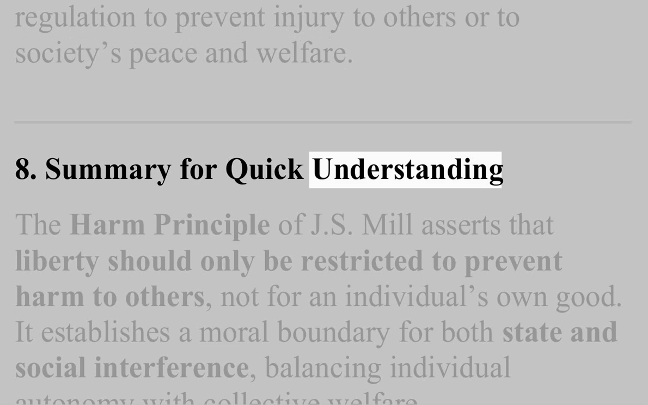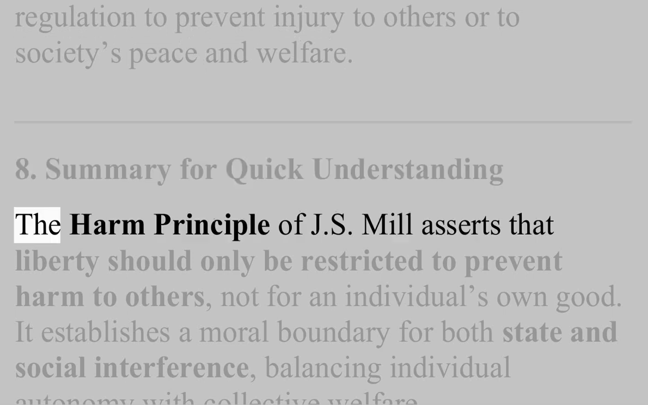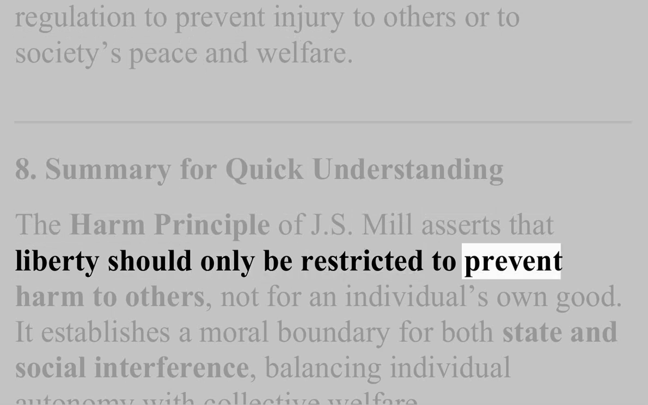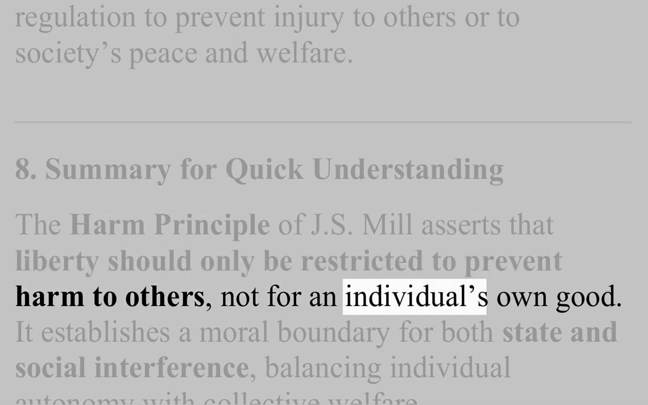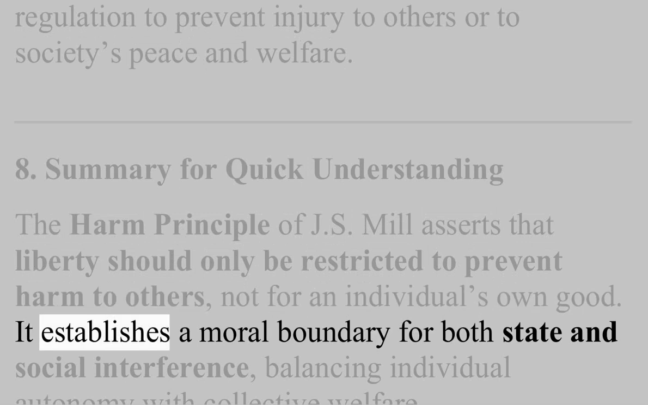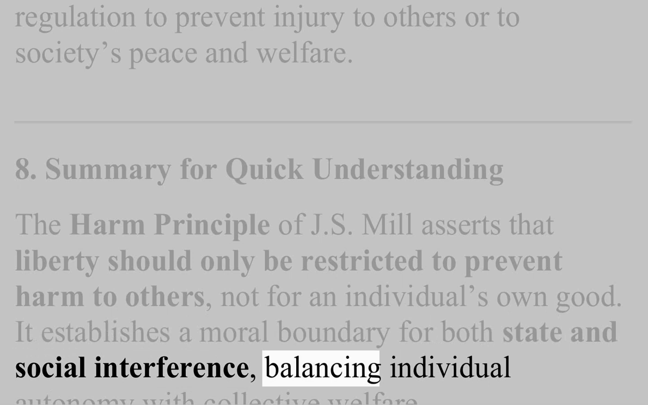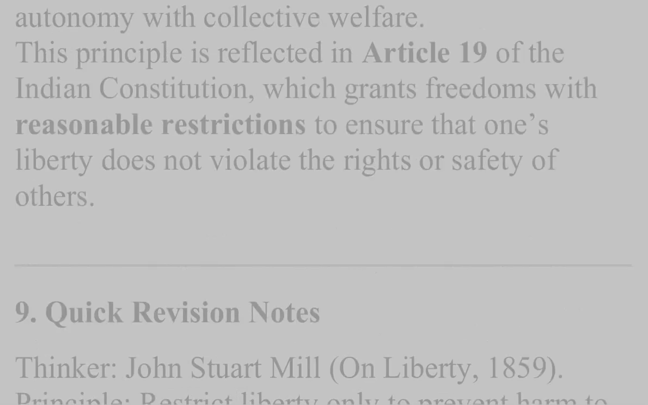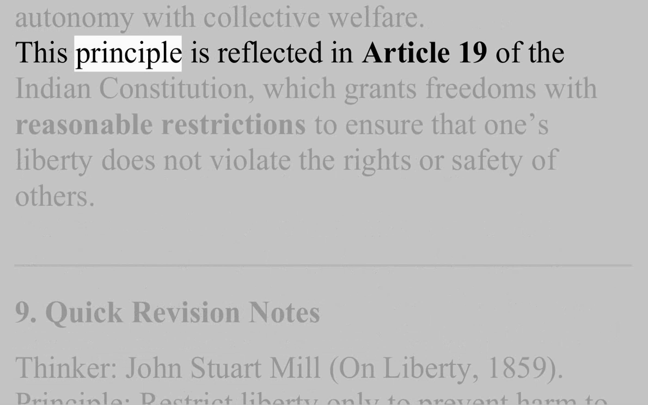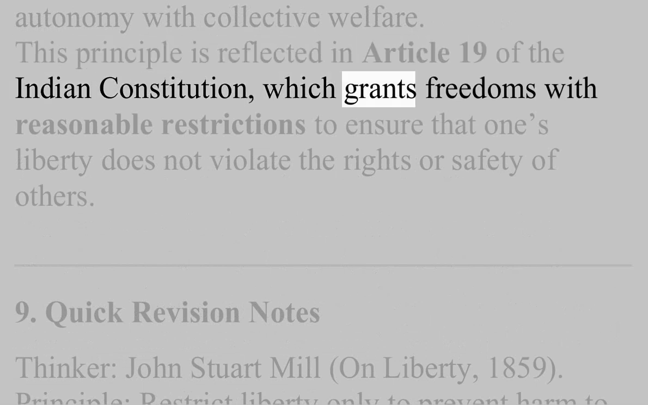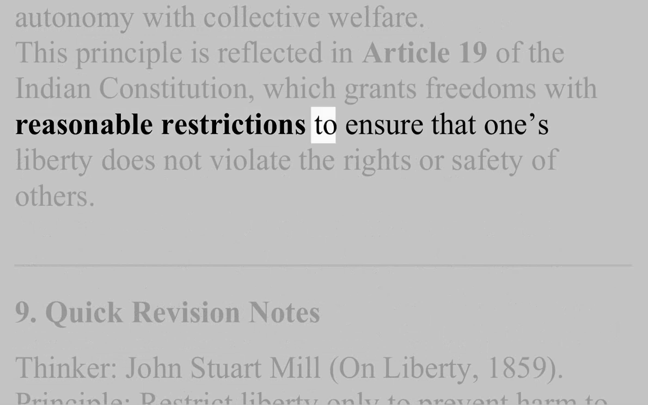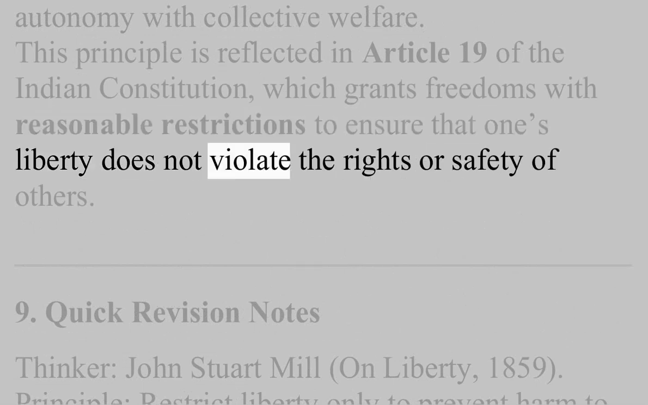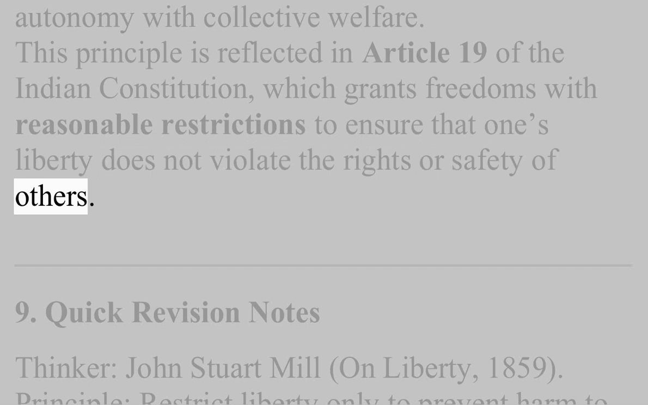8. Summary for quick understanding. The harm principle of J.S. Mill asserts that liberty should only be restricted to prevent harm to others, not for an individual's own good. It establishes a moral boundary for both state and social interference, balancing individual autonomy with collective welfare. This principle is reflected in Article 19 of the Indian Constitution, which grants freedoms with reasonable restrictions to ensure that one's liberty does not violate the rights or safety of others.